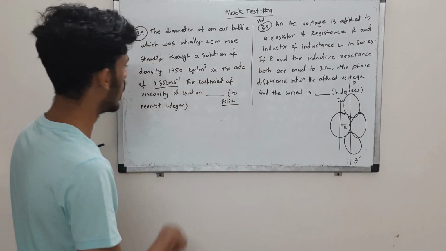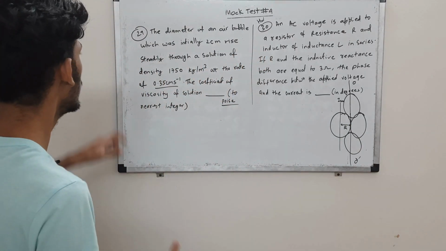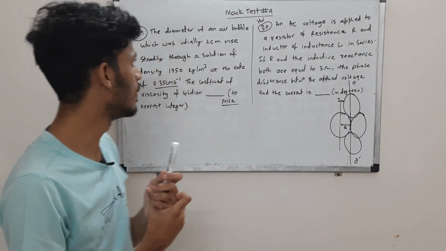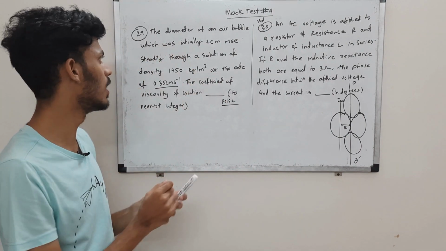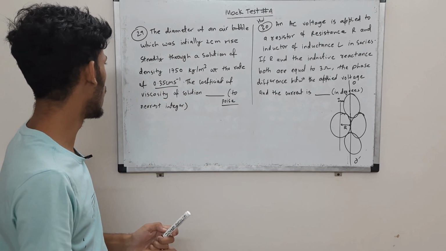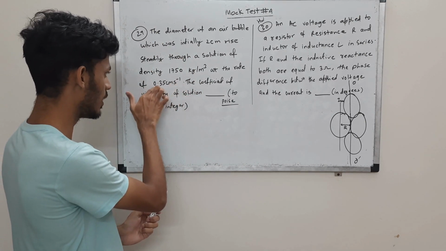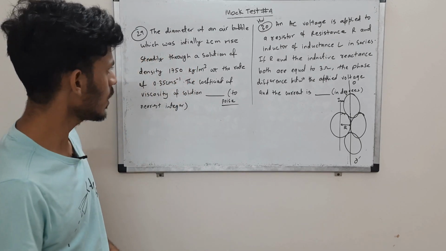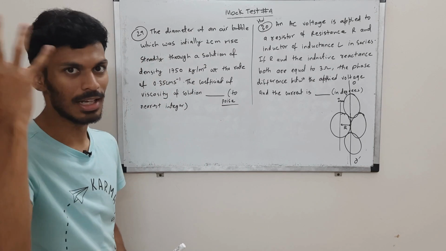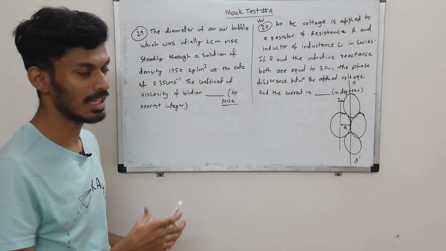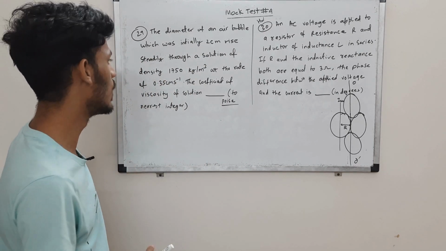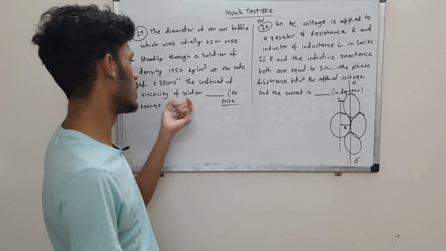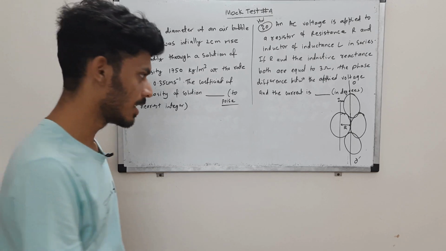So let's come to this one now. Question 29: here we have an air bubble of diameter 2 centimeter, which is rising in a liquid which has this density. It is moving steadily with this velocity, 0.35 something. So this should click somewhere that it is moving steadily with a certain velocity in a liquid. You are supposed to find the coefficient of viscosity in poise, meaning CGS unit.